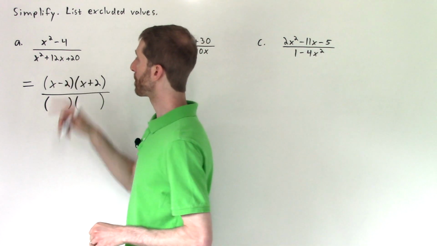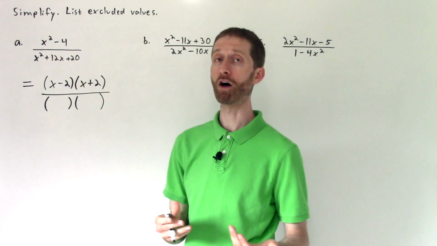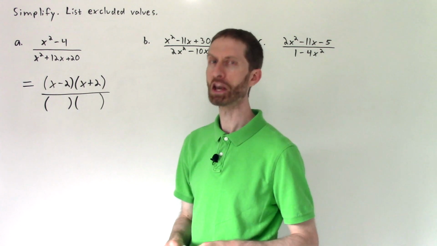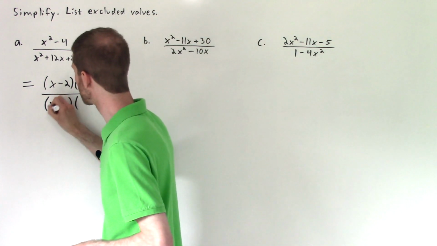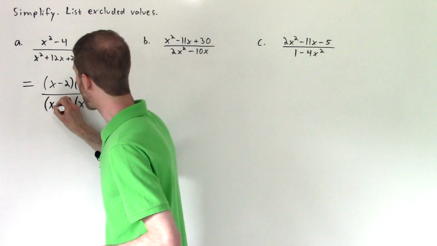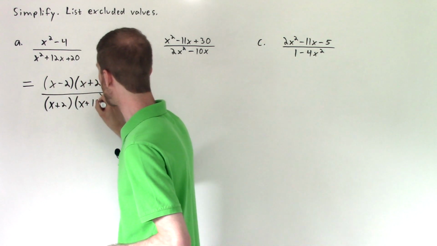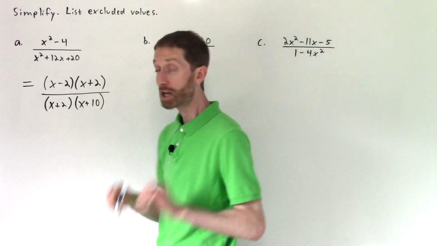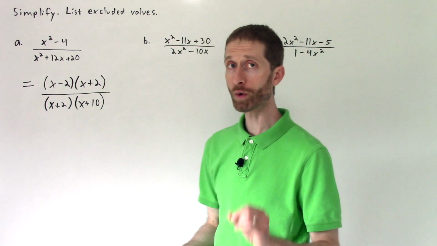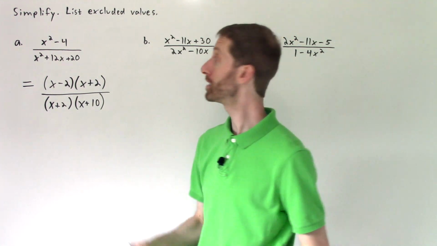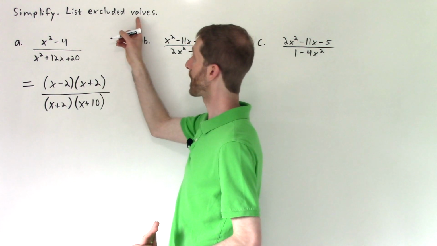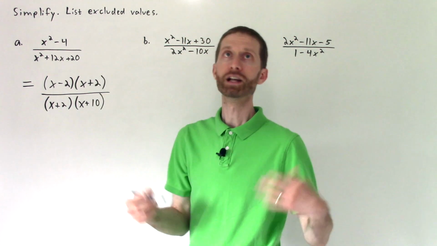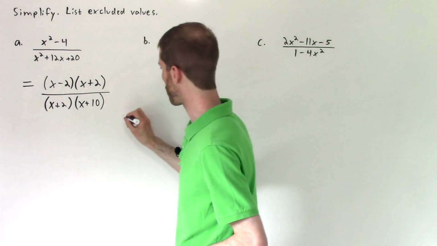The denominator: what numbers multiply to 20 and add to 12? 2 and 10 are pretty good there. So I've got x plus 2 and x plus 10. That would multiply to give us 20 and add to give us 12. Nice. Now before we go dividing out factors, always notice what makes the denominator 0. What x values make the denominator 0 is another way of listing those excluded values. So I'm going to do that right now.